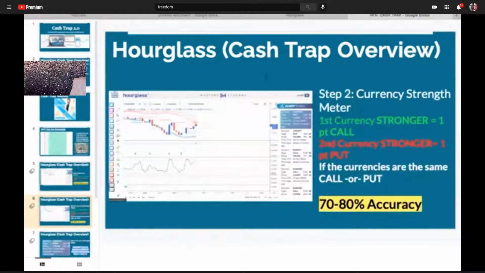Step 2, currency strength meter. If the primary currency is stronger, that's 1 point for a call, a buy. If the secondary currency is stronger, that's 1 point for a put, as far as sell, looking for selling positions in the market. If the currencies are the same, it's a call or put, it's either or. 70 to 80% accuracy.